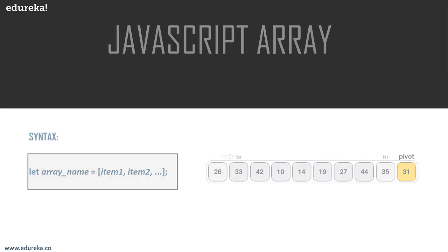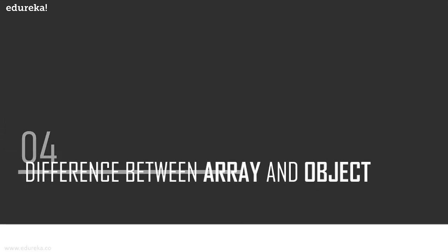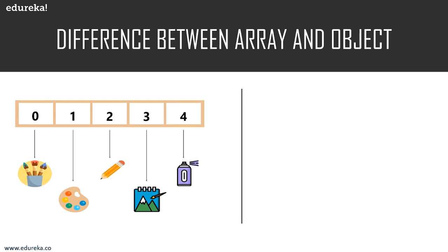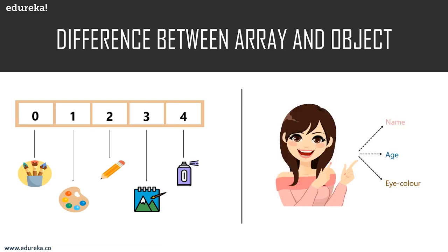Now, there is a lot of confusion between arrays and objects. While working in JavaScript and using the console, if you use the typeof operator and check the lists in your array, it will show as objects. So there is a lot of confusion between these two. Now, arrays are a special type of object. So the typeof operator in JavaScript returns object for arrays as well.